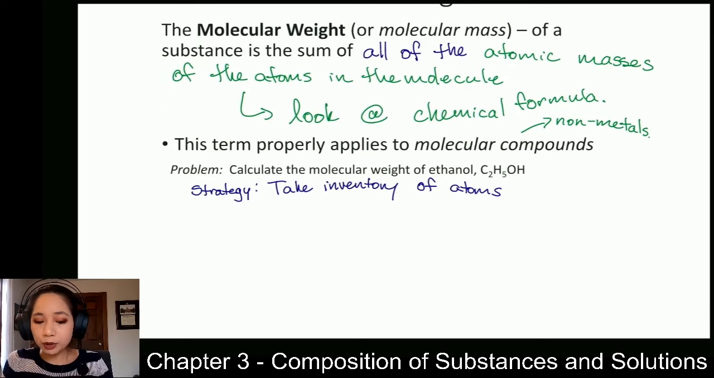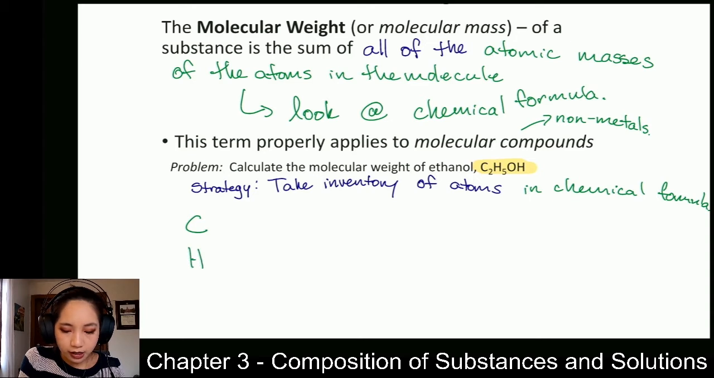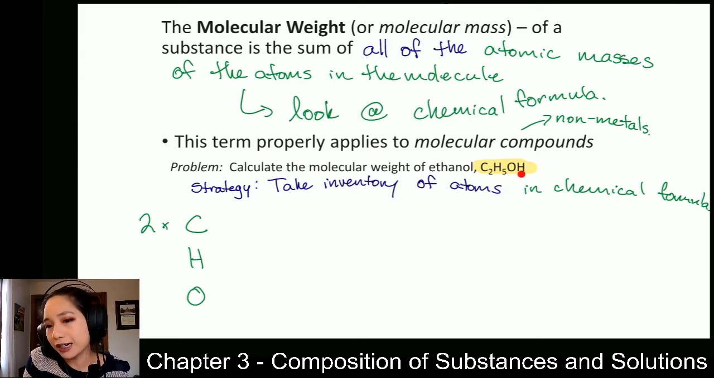So let's just do an example to get the molecular weight of ethanol. Ethanol has this chemical formula, C2H5OH. To calculate a molecular weight, we need to take inventory of all the atoms that are in the chemical formula. So let's take inventory. There are carbons, hydrogens, and oxygens in this molecular compound. It's all nonmetals. Looking at the subscripts, there are 2 carbons within this compound. There are 5 hydrogens, H5, but then there's also another hydrogen tacked on to the end here.